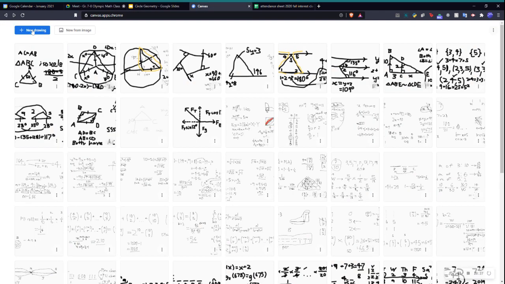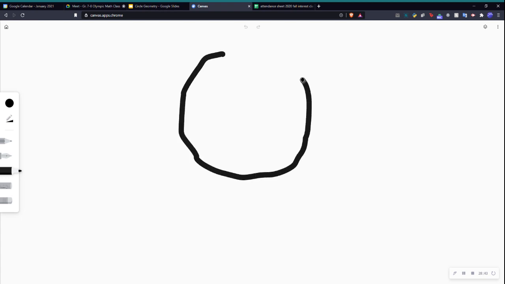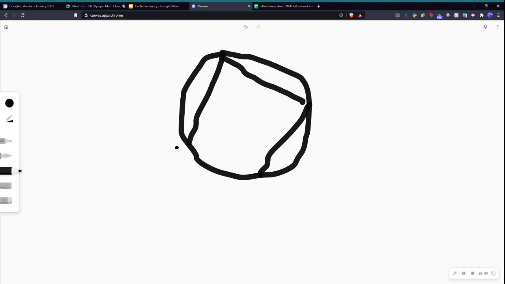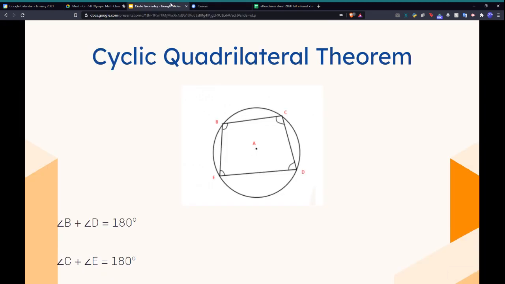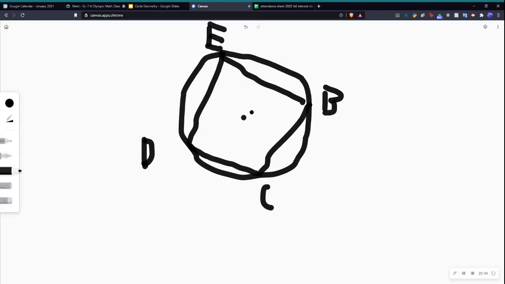I'm gonna assume no questions for now. All right. Let's draw a circle. Again, don't question my artistic skills. All right, so I think we had B, C, D, and E. They also labeled the center of the circle as A. Put it right here.